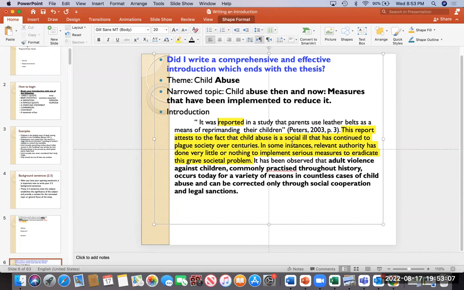So when it says it was reported in a study that parents use leather belts as a means of reprimanding their children, this report attests to the fact that child abuse is a social ill. So the person is now going to the narrow topic or the focus of the paper. These two sentences are what is called background. Then you have what is called the thesis, which is the last sentence in the introduction that tells the reader the focus of the paper. Understand? Do we understand? Yes, sir. So we have the opening, we have the background sentences, we have the thesis, right?